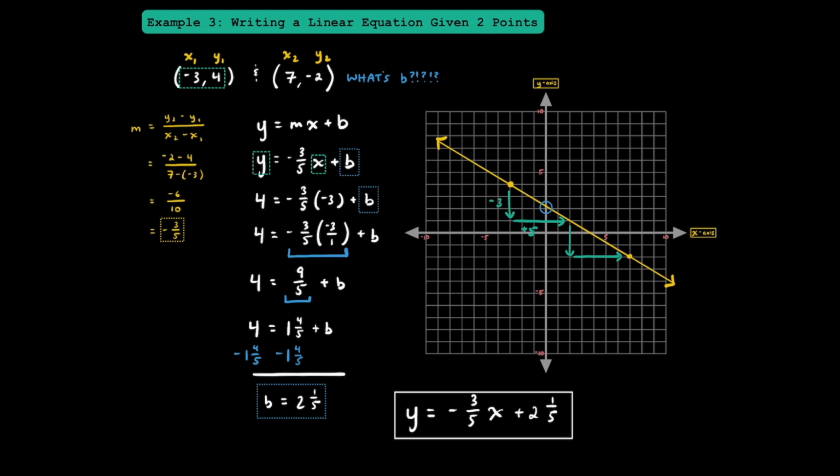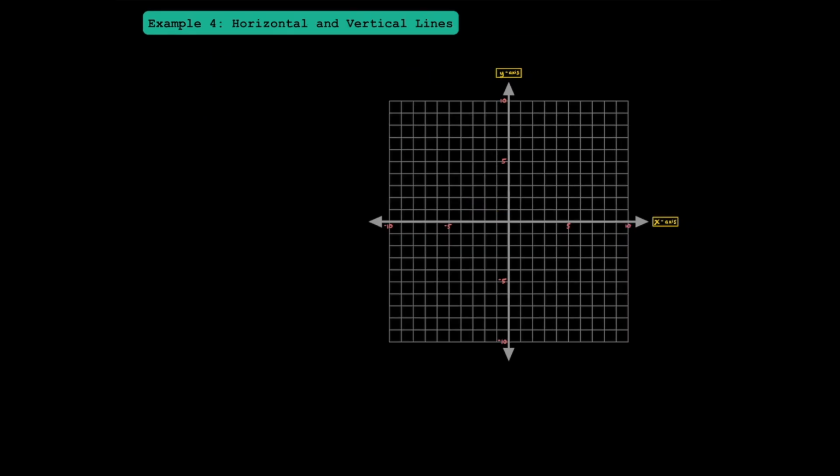In example 4, let's take a look at horizontal and vertical lines. Horizontal lines will always have a slope that is equal to 0. The reason for this is because there's no vertical change. The equation of this green line to the right is just y is equal to 8. If you were to pick 2 points on this line, because there's no vertical change, you would get a slope of 0.